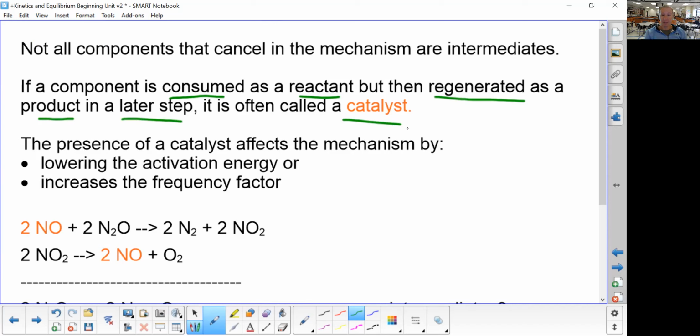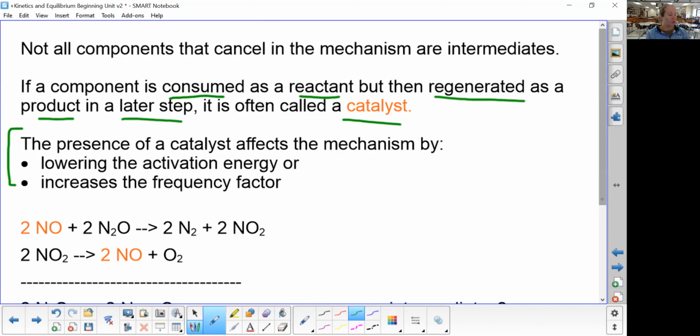It can be a behind the scene mechanism. The presence of a catalyst affects the mechanism by usually lowering the activation energy, or it can increase the frequency factor. It can create more successful collisions, and I'll show you a little bit more here. So this reaction mechanism shows 2 NO and 2 N2O forming in this elementary step, and then the NO2 is being made again as a product in the second one.